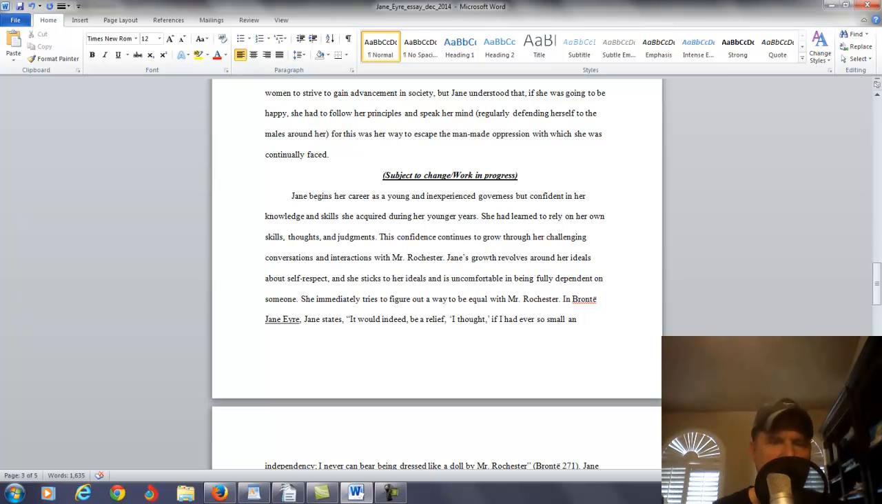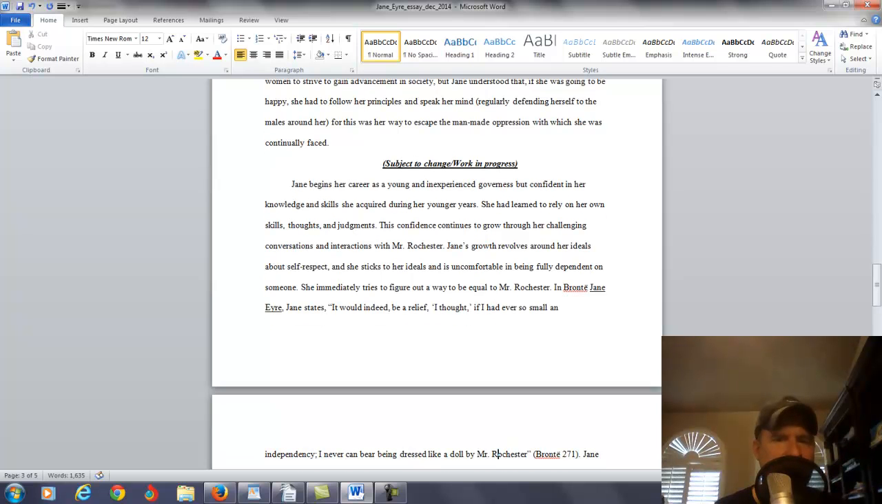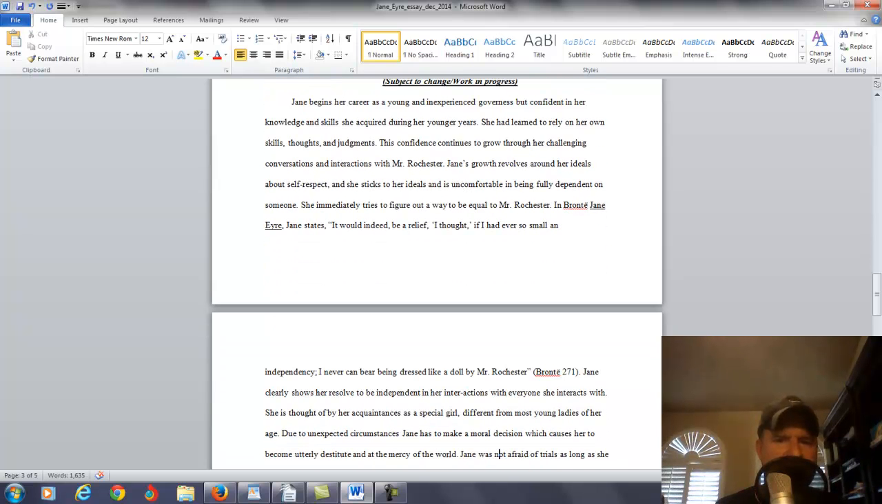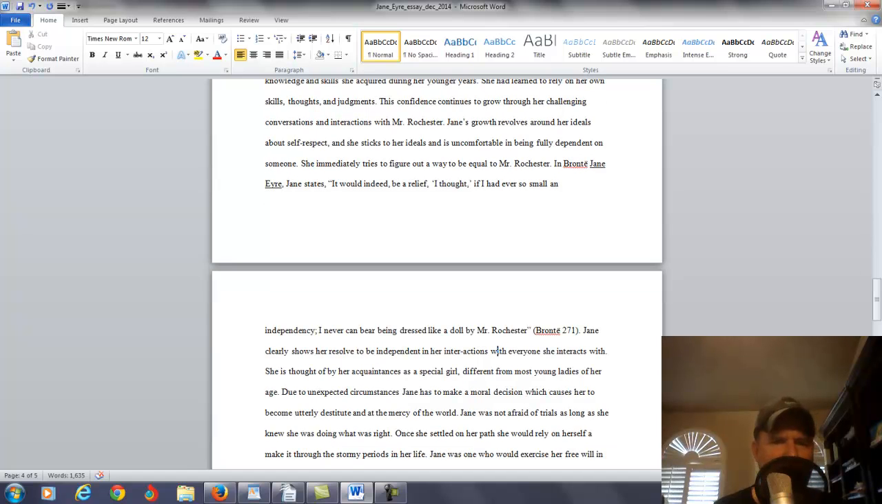she sticks to her ideals and is uncomfortable in being fully dependent on someone. She immediately tries to figure out a way to be equal, so equal to Mr. Rochester. In Bronte's Jane Eyre, Jane states, it would indeed be a relief. Jane clearly shows her resolve to be independent in her interactions with everyone she interacts with. She is thought of by her acquaintances as a special girl, different from most young ladies of her age.